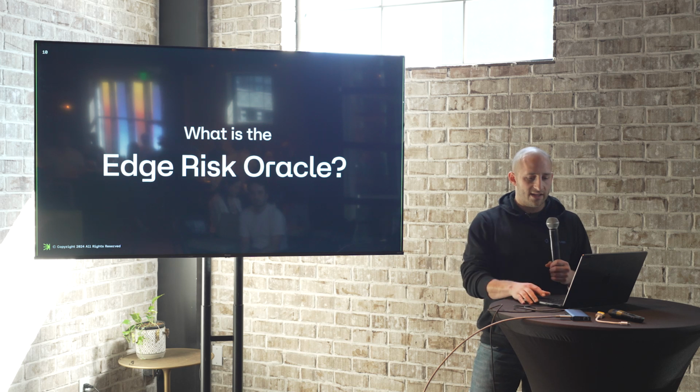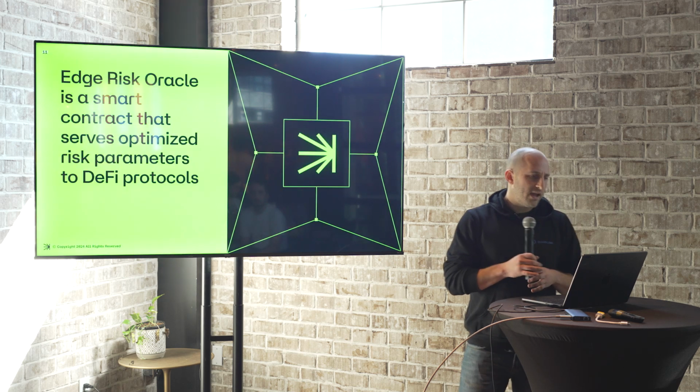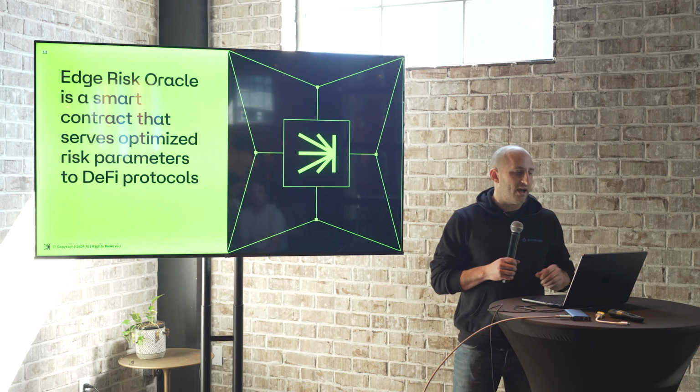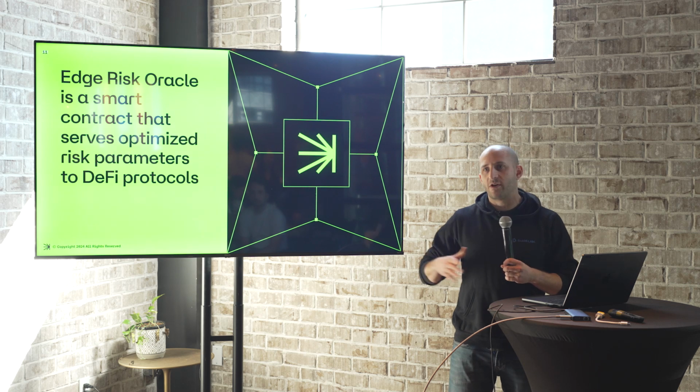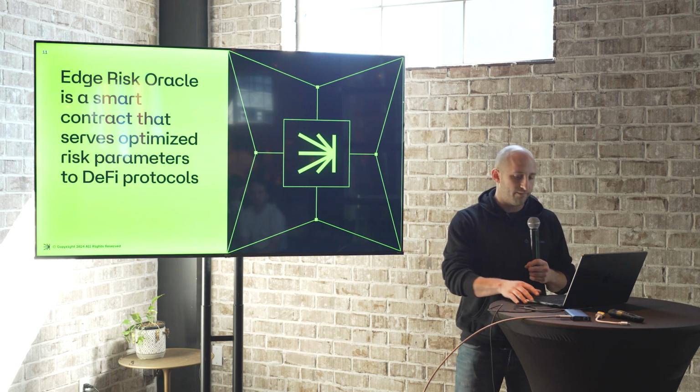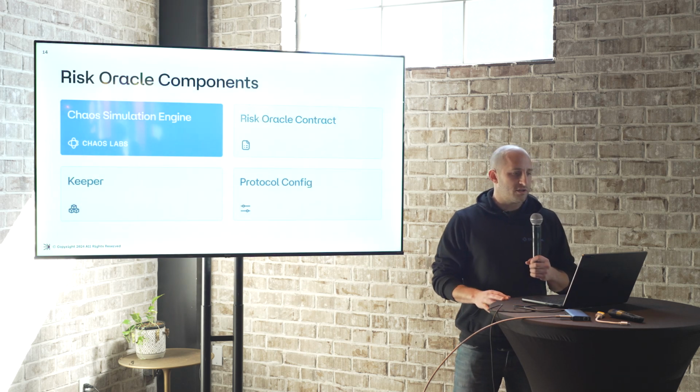So what exactly is the Edge risk oracle? It's a smart contract or API that serves optimized risk parameters to DeFi protocols on chain. So there's 4 components that make up the risk oracle.